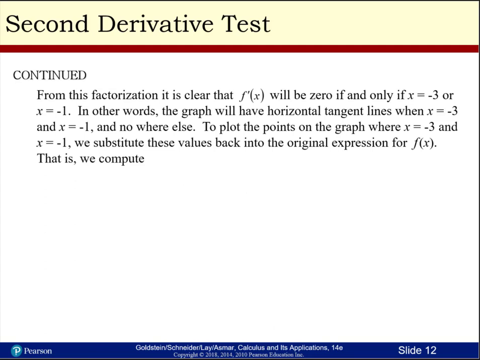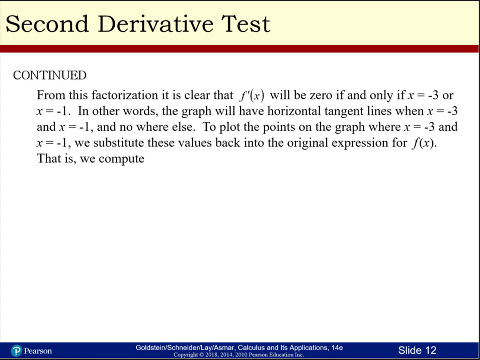So there, I have it there. In other words, the graph will have horizontal tangent lines when x is negative 3 and x is negative 1 and nowhere else. To plot the points on the graph where x is negative 3 and negative 1, we're going to substitute these values back into the original expression of f of x, and then we're just going to compute.